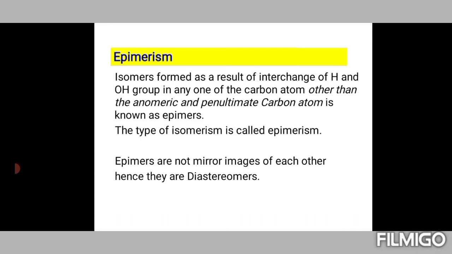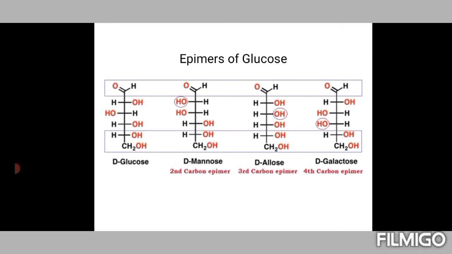Now, what are the examples? The best examples are glucose in comparison to mannose, allose, and galactose, the dextro varieties. Mannose is a second carbon epimer of glucose because the structures differ around the second carbon only. Whereas D-allose is a third carbon epimer of D-glucose. Of course, we have drawn the structures of D-galactose and glucose earlier. D-galactose is the fourth carbon epimer of glucose, so they differ at the position of the OH around the fourth carbon only.